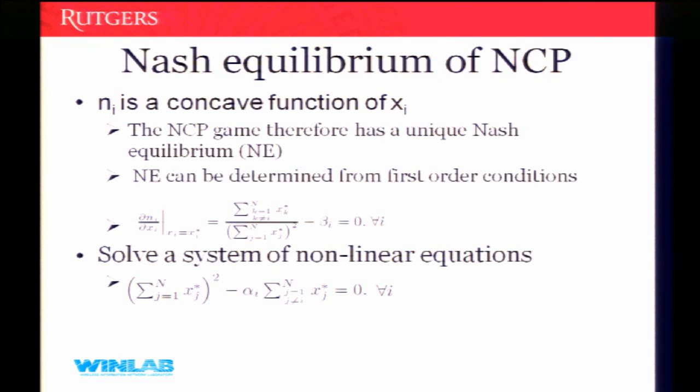Now that ni, the net utility, we can show is a concave function of xi, which means the Nash equilibrium is unique. And we can determine it by using the first order necessary condition. Now this leads to a system of nonlinear equations as given here. The first term is quadratic, and then you have a linear term. Notice that the ith xi is missing in that summation.